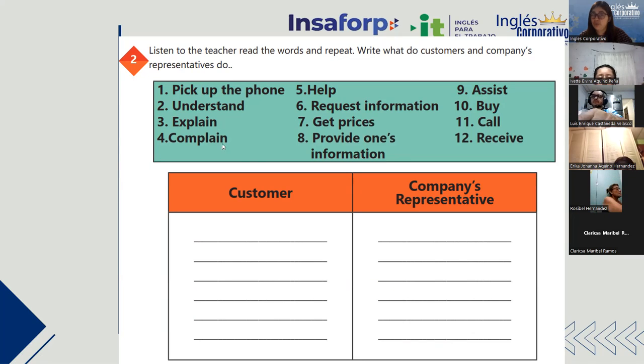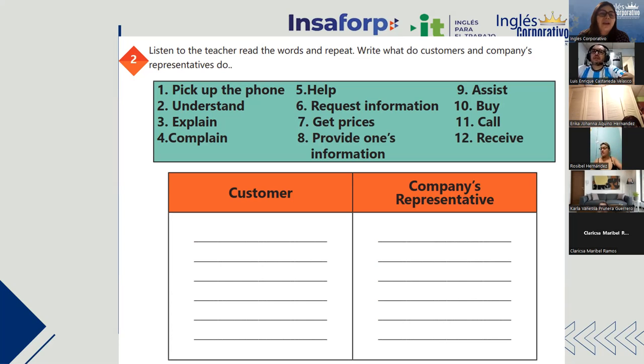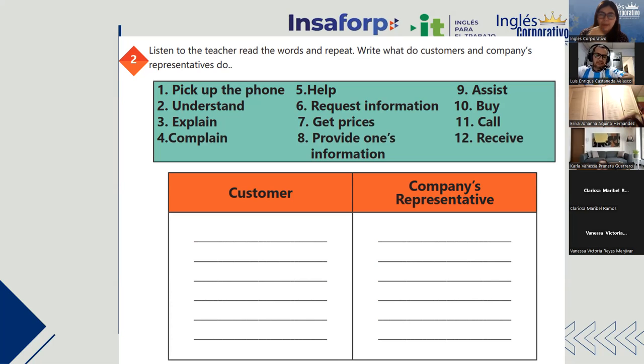You have: pick up the phone, understand, explain, complain, help, request information, get prices, provide one's information, assist, buy, call, receive.